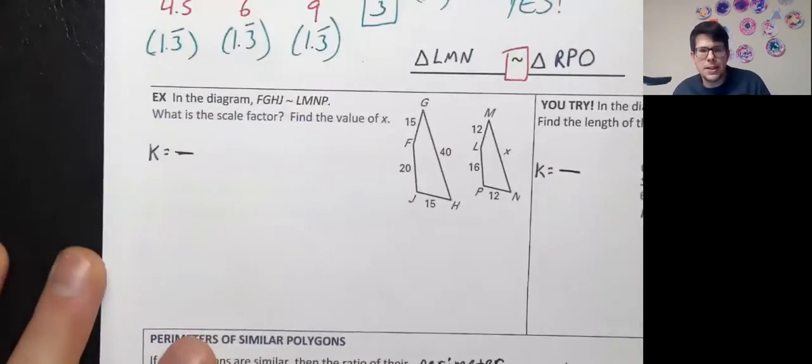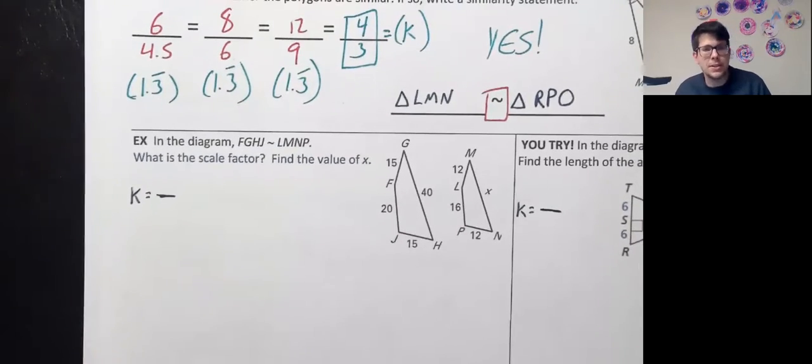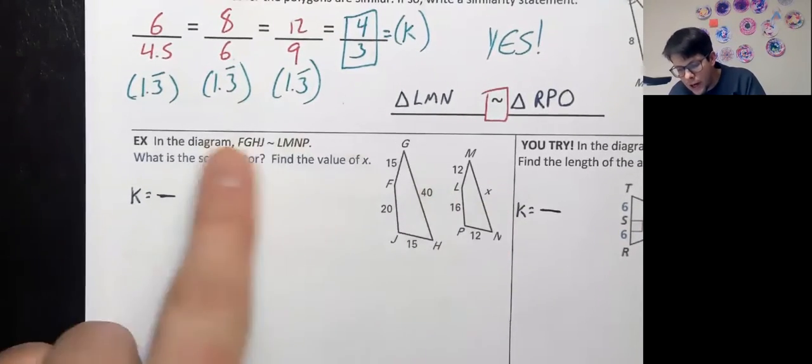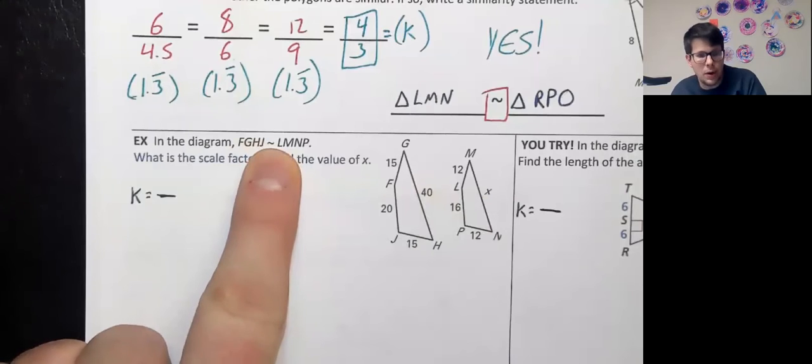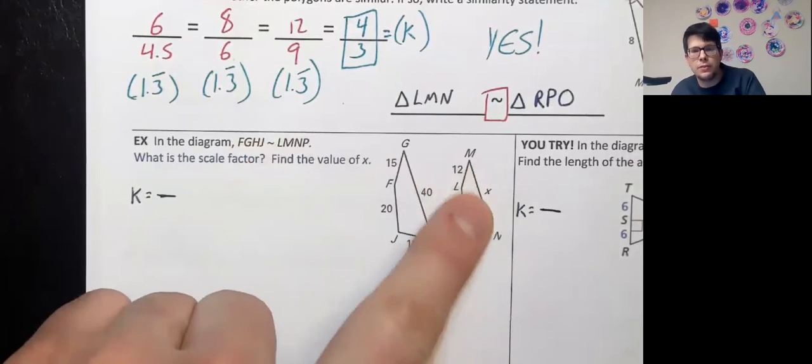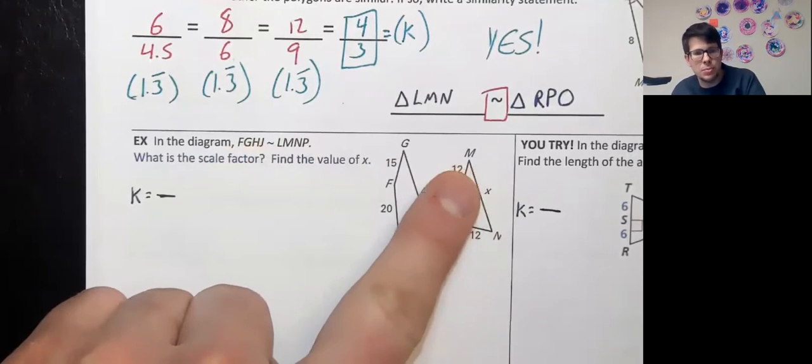Let's see if we can use the same kind of technique right here to find some missing sides. What I have right here is two figures that are known to be similar. You can see that statement right there. And what we want to do is see if we can find this missing side piece right here, which is going to be X.